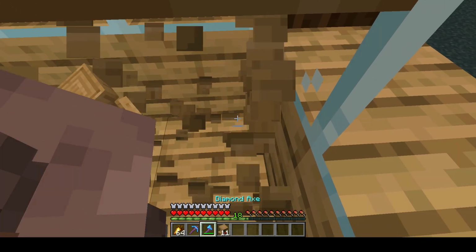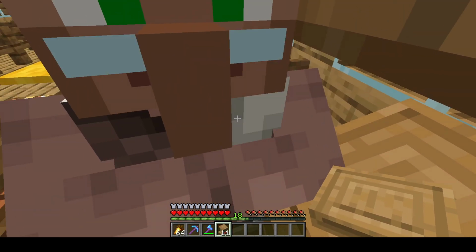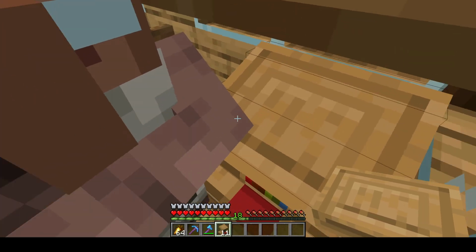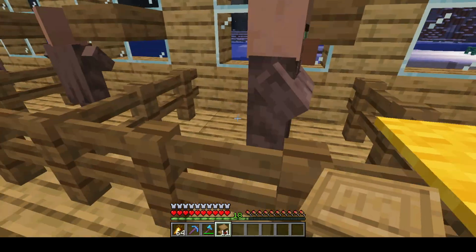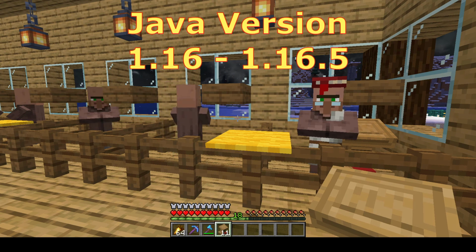I'll break that workstation. He'll lose the workstation, be back to unemployed, drop it down again. And now we have Curse of Binding. Not sure why anybody would want that unless they're playing a joke on somebody. But anyway, that's how you're going to cycle through your trades. And again, on Java version, you can do this at any time of day for 1.16.